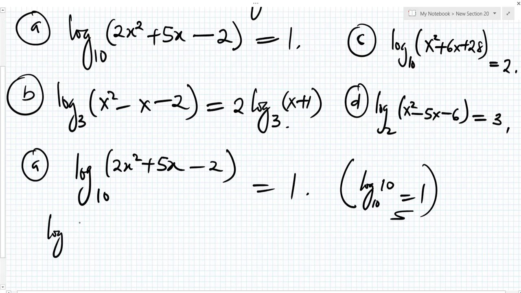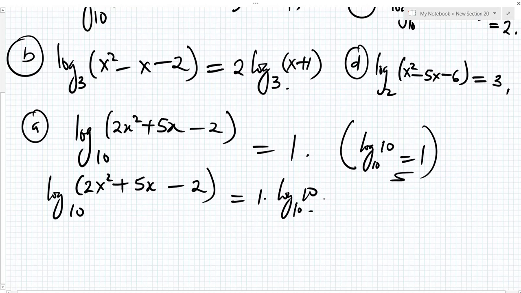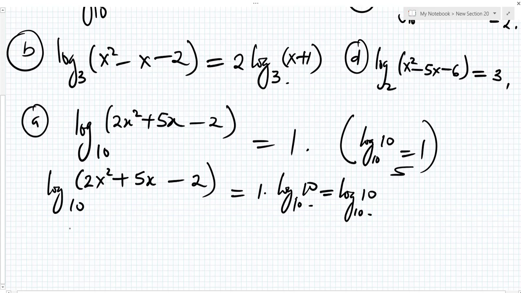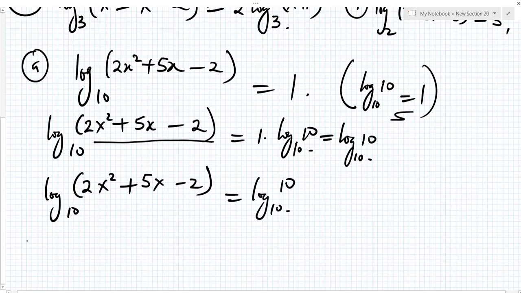Now if we say log(2x² + 5x − 2) base 10 will now be equal to 1 times log 10 base 10, which is the same thing as log 10 base 10. Now equating these numbers, let me write it out clearly. So log(2x² + 5x − 2) base 10 is equal to log 10 base 10. So if you look at this properly, you see that this expression here is equal to this.